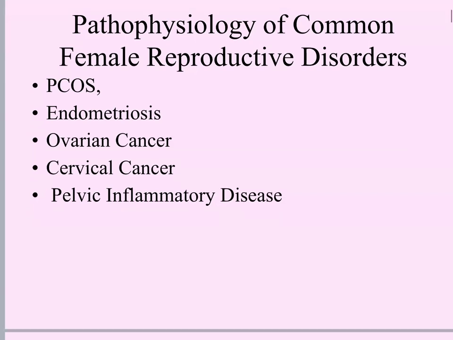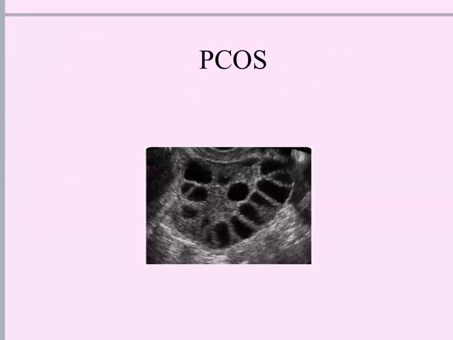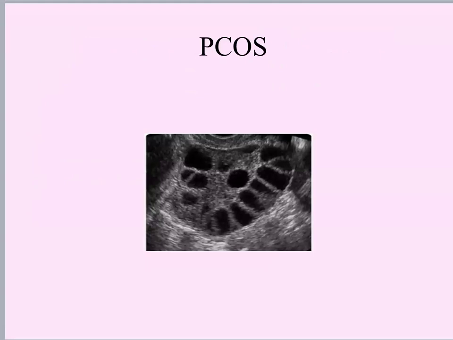But let's go ahead and get started with PCOS. So, PCOS stands for polycystic ovarian syndrome. This lovely little black and white picture is a picture of an ultrasound of an ovary. And so those little black circles there are what we would call the cysts in polycystic ovarian syndrome.